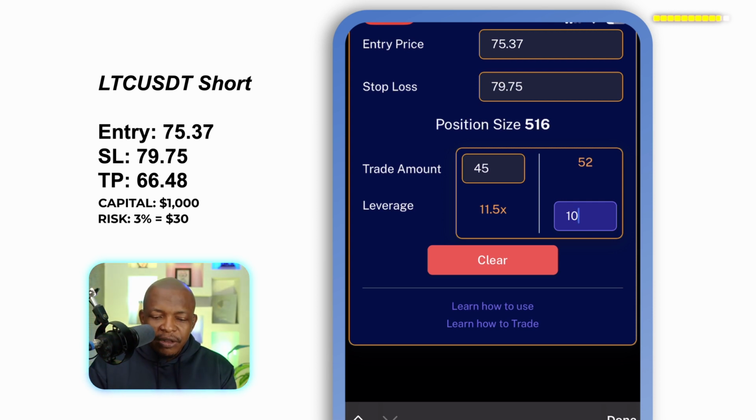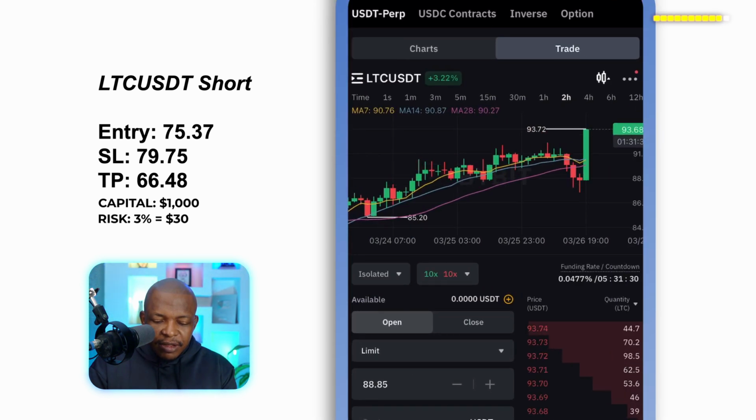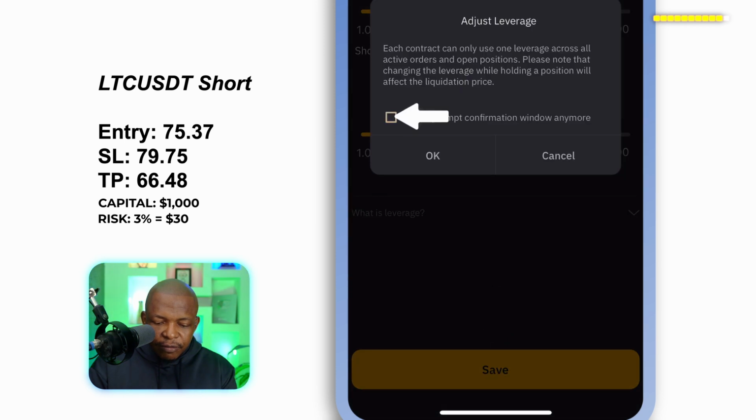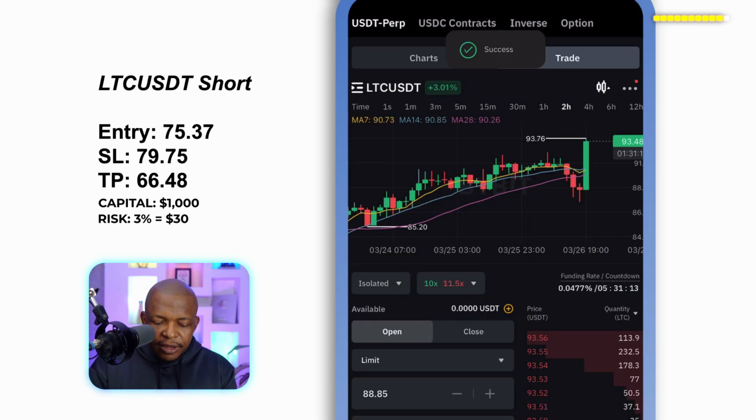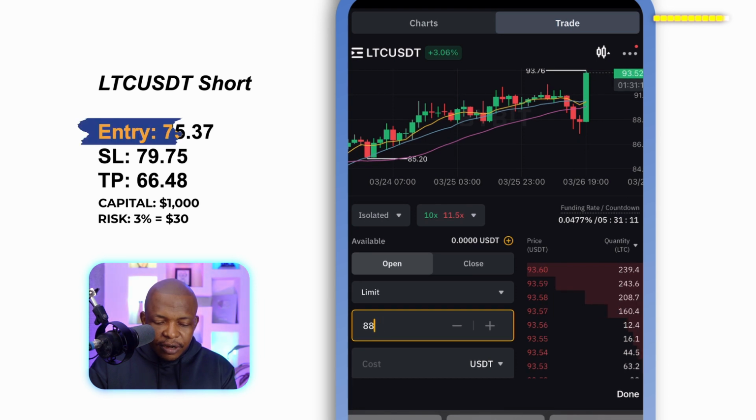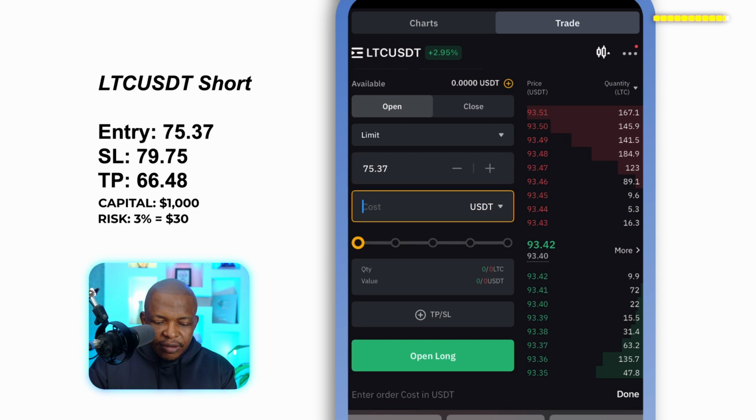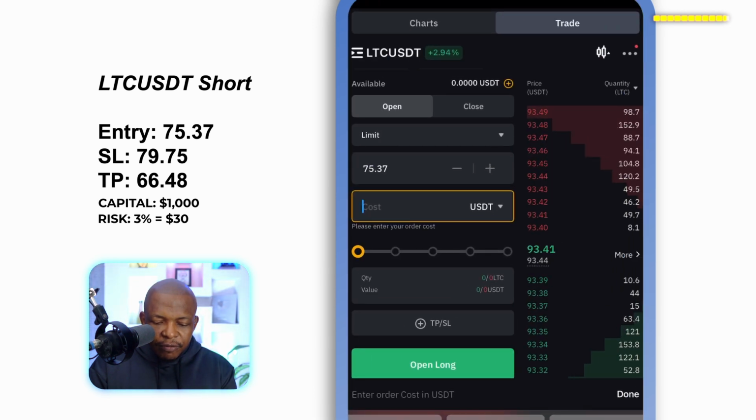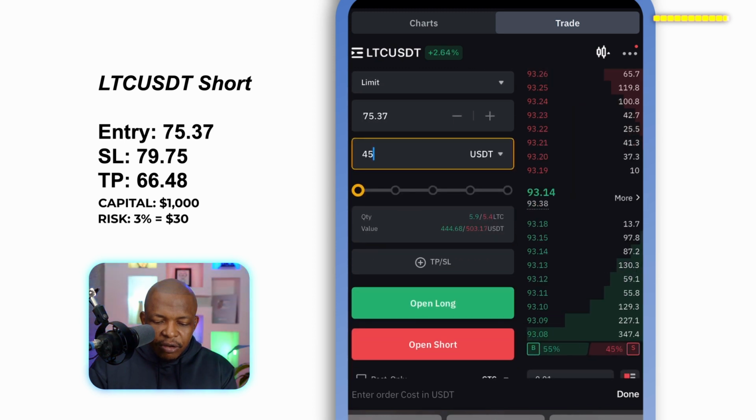So if I was to go back to Bybit to enter this particular trade, since I'm going short, my leverage is 11.11. I'll put 11.5 as my leverage. That is for the short position. I'll click on save. Okay, then here I'm going to enter the amount. Then I'll enter the cost. The cost in this case, since I'm using 11.5, I'll enter $45 here, and I'll click on short position. This is how I enter my trade.